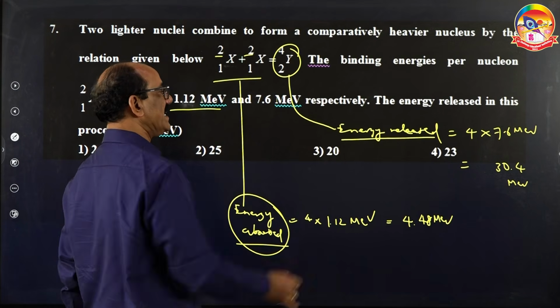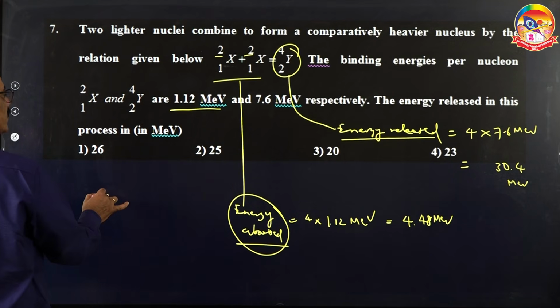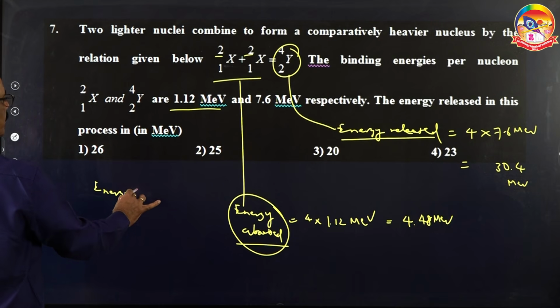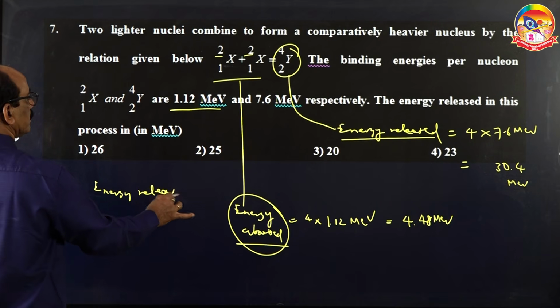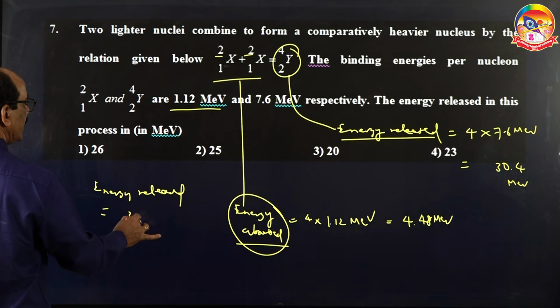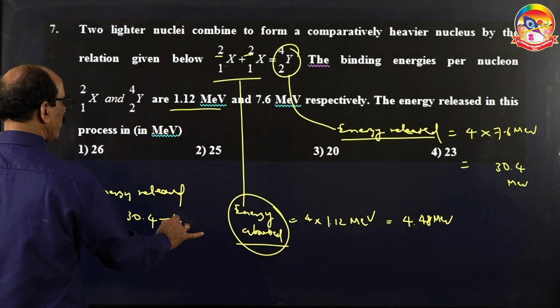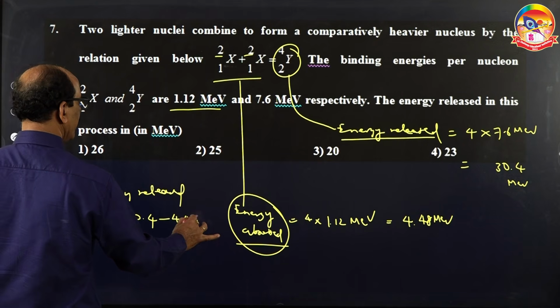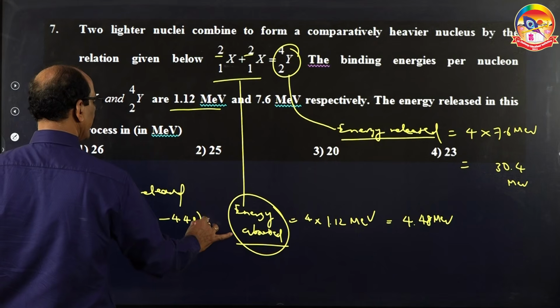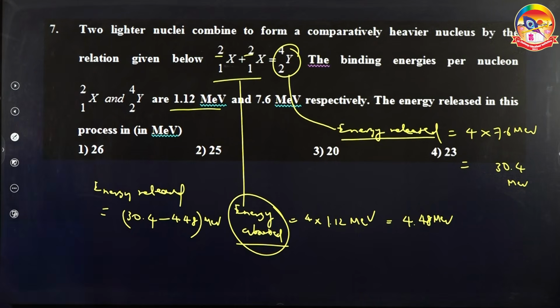So, net energy released is the difference of these two. Therefore, energy released is given by 30.4 minus 4.48 million electron volt. So, that happened to be nearly 26 million electron volt. Okay. So, this is it.